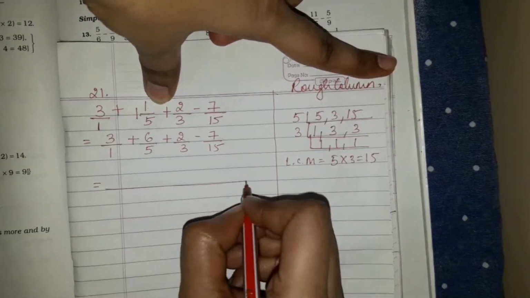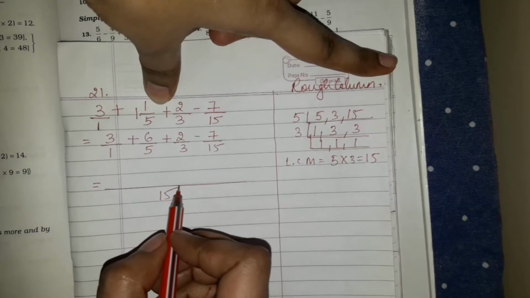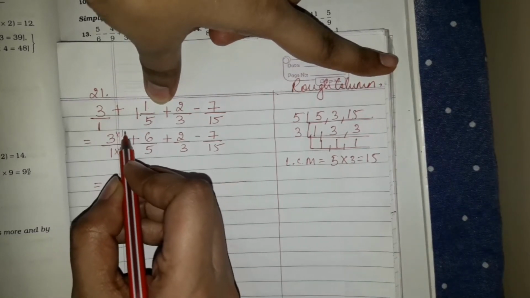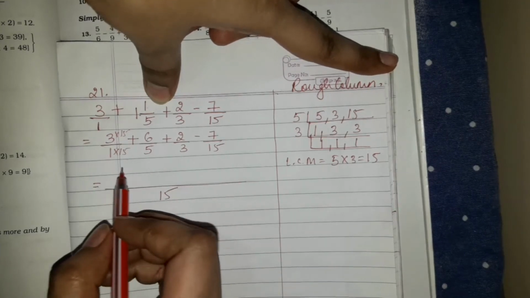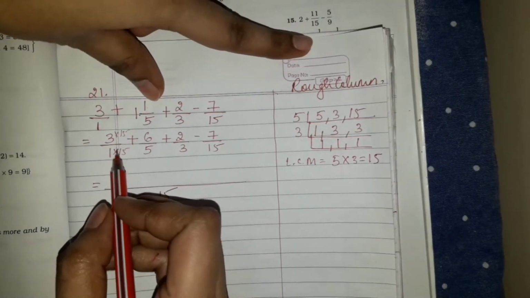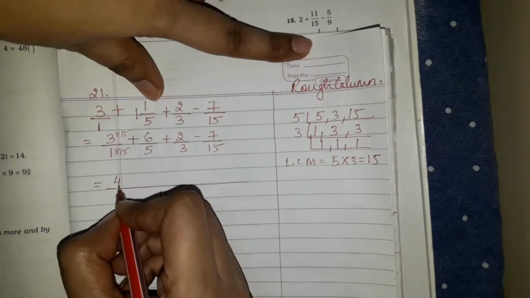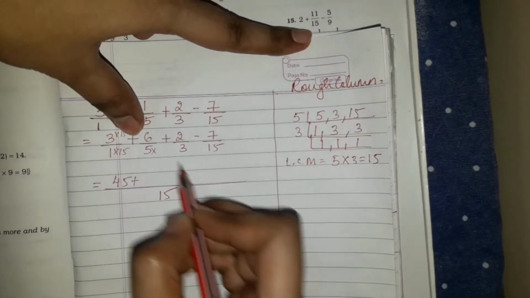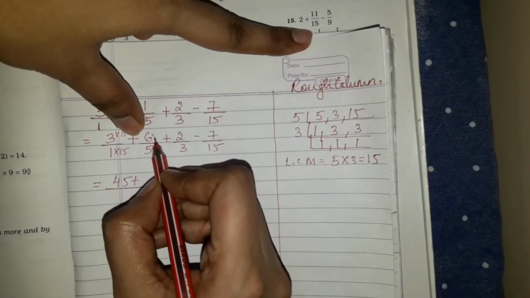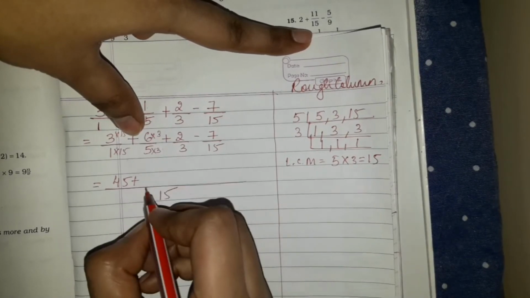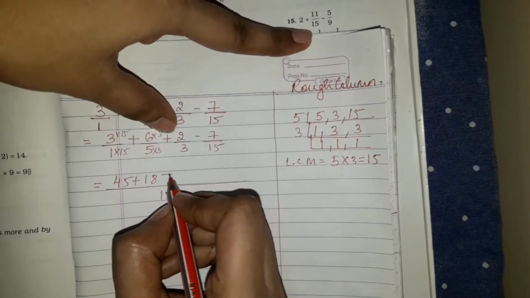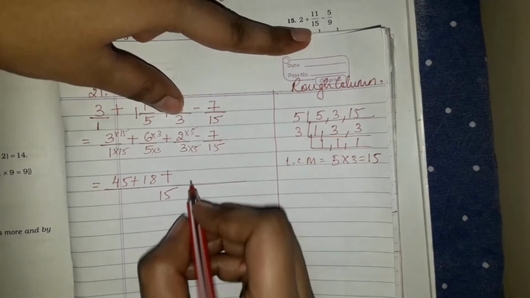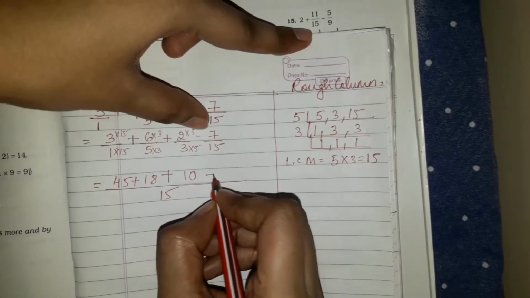Okay. Let's see how many times 15 will go in every denominator. It will go 15 times here. The 15 will be multiplied here. Okay. Whatever is multiplied down will be multiplied on the top. So here it will be 145. Okay. Plus sign will come. This 15 will go 3 times here. So 3 will be multiplied here. 6 3s are 18. Again plus sign. This will go how many times? 5 times. So 5 into 2, 10. Now minus sign.